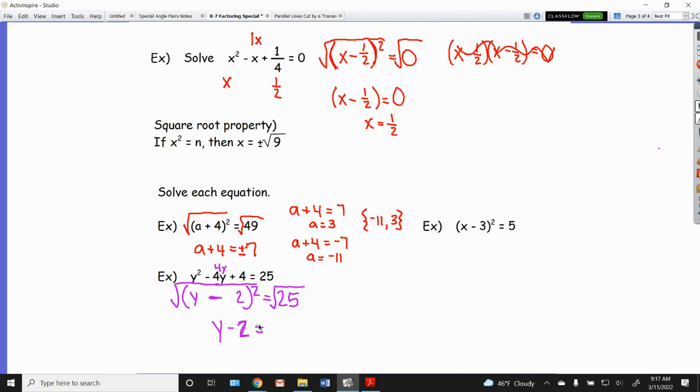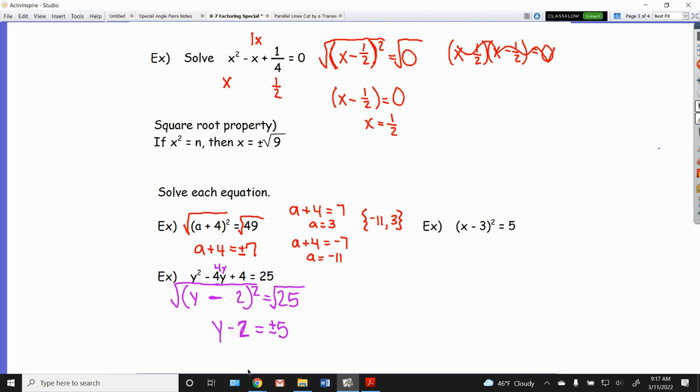Positive and negative 5. So guys, instead of writing positive and negative 5, this is that symbol for plus and minus 5. You're saying that the answer is positive 5 and negative 5. Okay? Because the square root of y squared is y. The square root of 4 is 2. If you do 2 times y and double it, you get 4y.